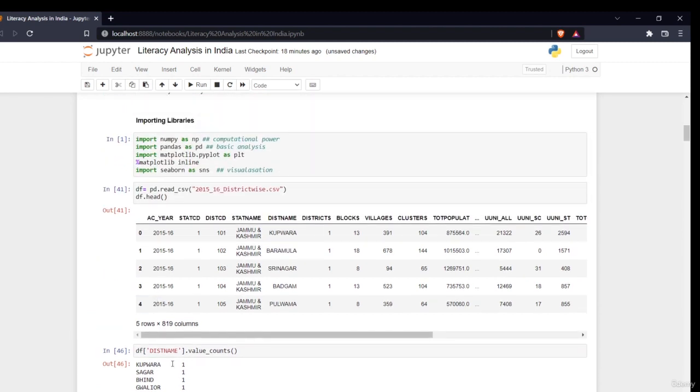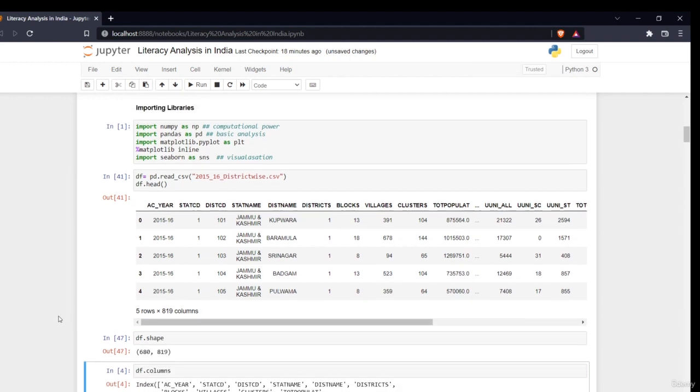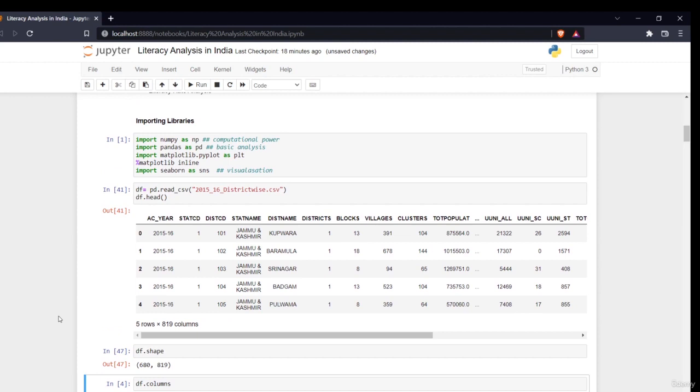Okay, so that's why there are 680 districts, and all the information for that year, like 819 columns there are. Unlimited information is there. If you want to see the shape of this data set, you just write df dot shape, and 680, as I said, the 680 districts or 680 rows of information, and complete information of each district is given in these 819 columns.